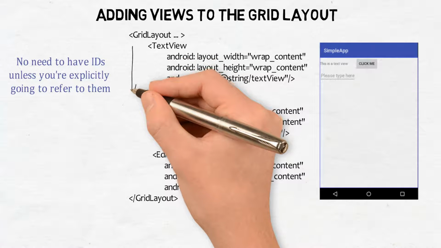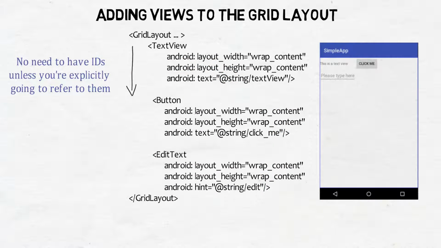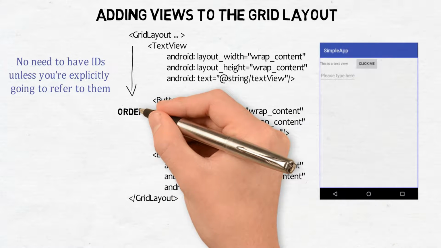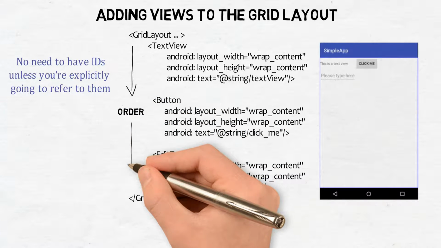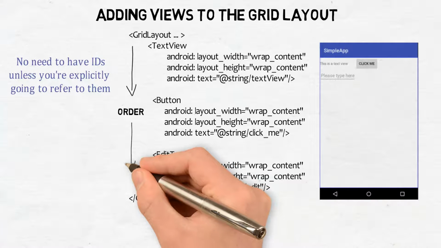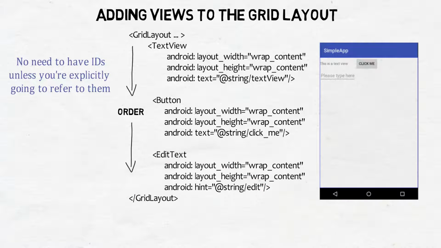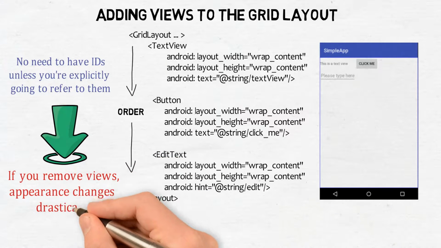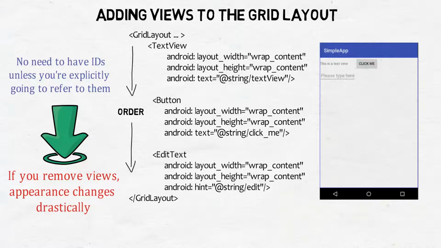By default, the grid layout positions your views in the order in which they appear in the XML. So if you have a grid layout with two columns, the grid layout will put the first view in the first position, the second view in the second position, and so on. The downside of this approach is that if you remove one of your views from the layout, it can drastically change the appearance of the layout. To get around this, you specify where you want each view to appear and how many columns you want it to span.